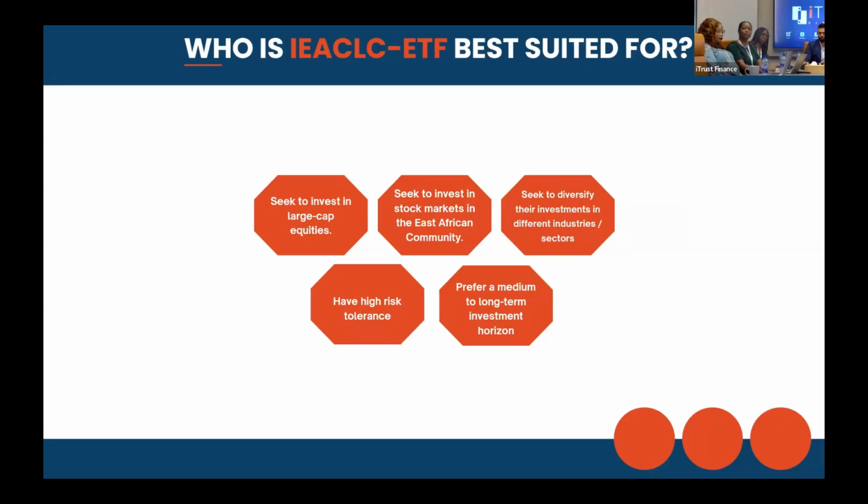As we have mentioned before, this particular ETF will be investing in different sectors and different regions. So that is Kenya, Uganda, Tanzania, and Rwanda. And also different sectors such as telecommunication, manufacturing, banking, and insurance. Then it will be suitable for an investor who has high risk tolerance due to the volatility of stock prices. It is also convenient for an investor who would prefer a medium to long-term investment horizon.